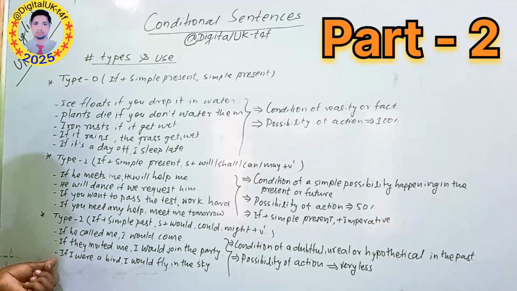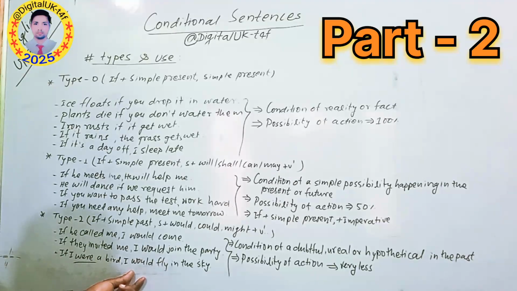The next sentence, the third sentence, is very interesting and unusual, different from the previous two. If I were a bird, I would fly in the sky. You can see where the be verb is used. You cannot say this is verb 2. It is in simple past tense, but here the be verb is used. So, if I were a bird, I would fly in the sky.